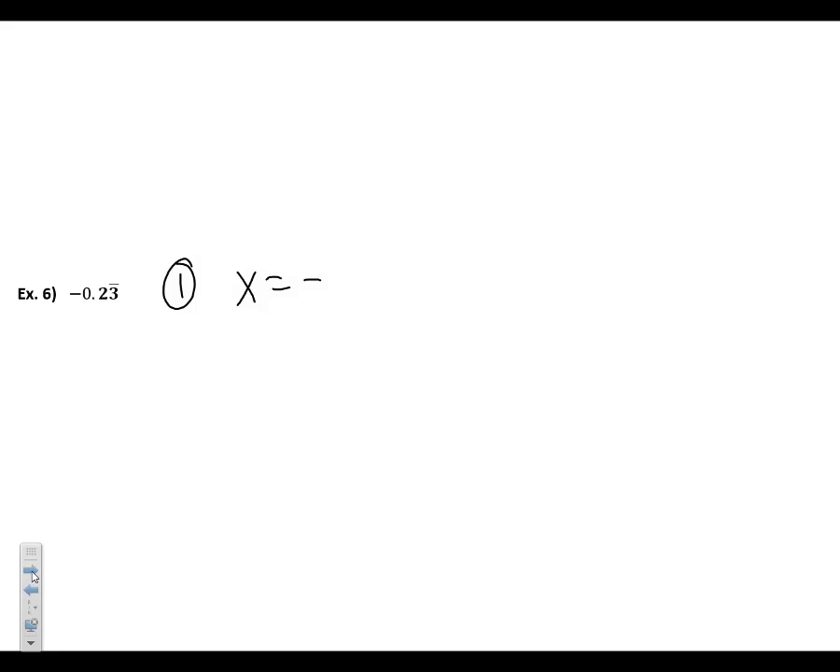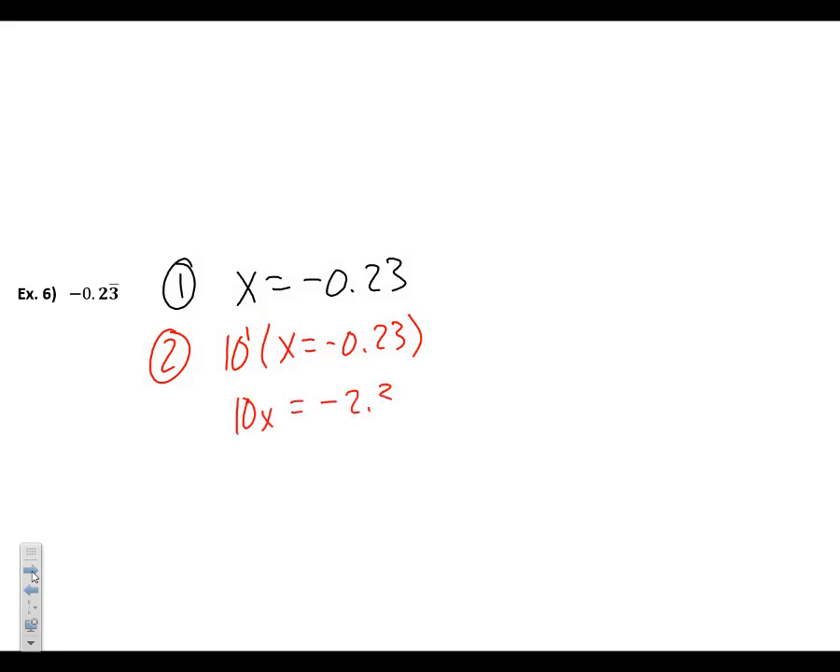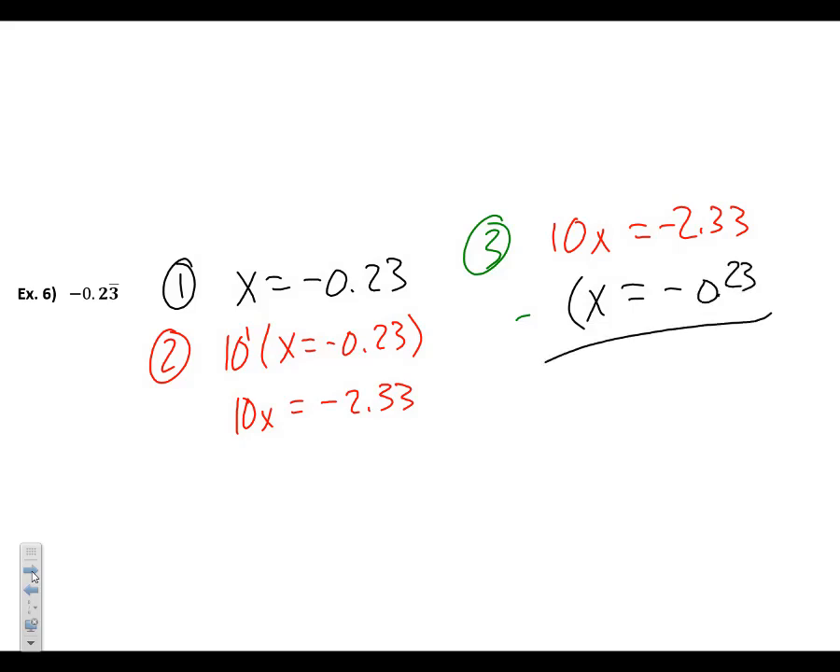So x equals -0.23. Multiplying that by 10. Well, again, how many digits are repeating? So 1, so we are multiplying by a power of 10 to the 1 times x equals -0.23. And so our result would be 10x equals -2.33. All right, now we're going on to step 3, and we're taking that new one, 10x equals -2.33, and we are subtracting our original one, x equals -0.23. So again, it's in parentheses.